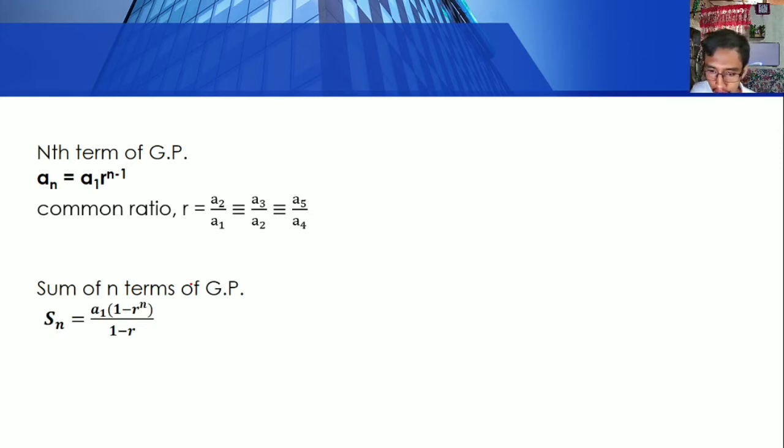Next, sum of the n terms of geometric progression. So, ito yung gagamitin nating formula for the sum of the n terms. So, paano ba natin nakuha itong formula na ito? So, sabi natin, sum of the n terms, pag-aadin lang natin yung mga terms dun sa geometric progression. So, sum of the n terms is equal to a sub 1 plus a sub 2 plus a sub 3 and so on plus a sub n.